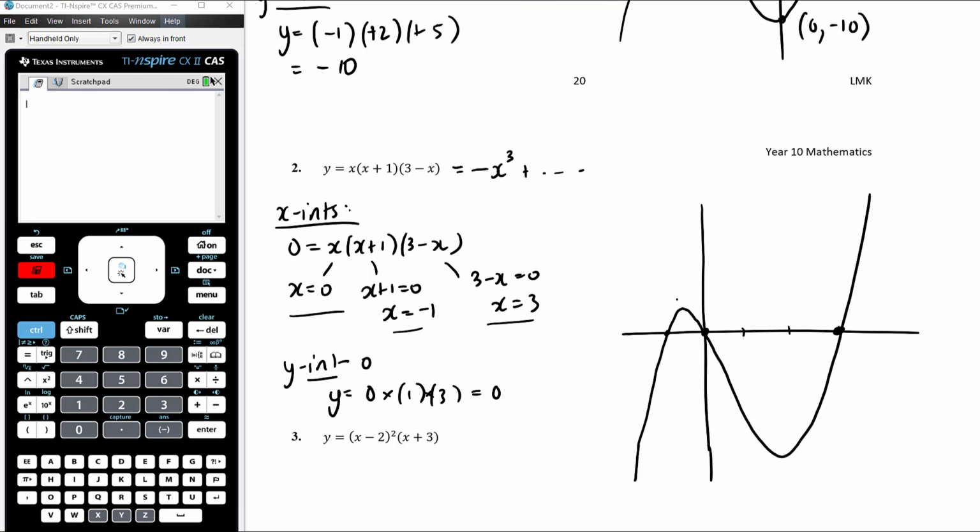Okay. So you're going to have -1, 0. Your x and y-intercept is 0, 0, and then 3, 0. So we've got all intercepts marked. We don't need to mark turning points for now.